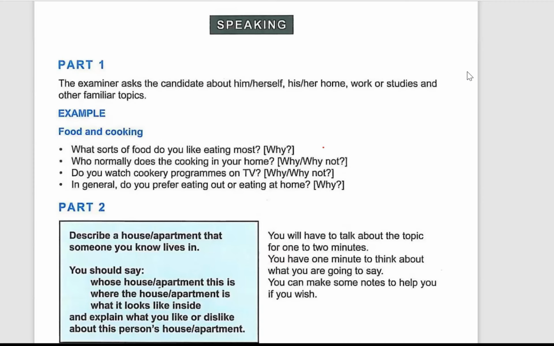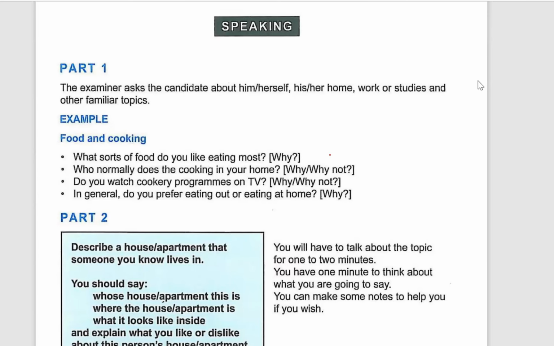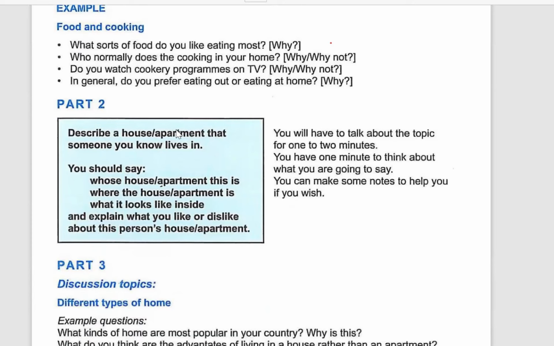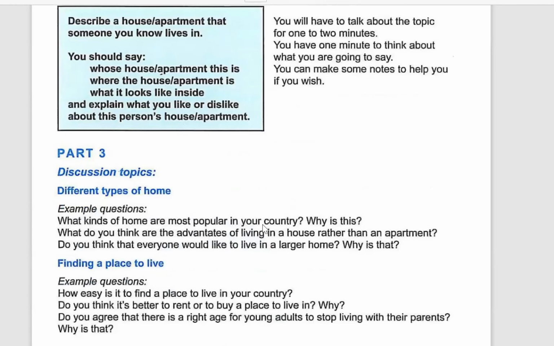Now let me show you the example of the IELTS speaking. Here you can see there is a first part where you will talk about yourself and your personal preferences. In the second part, you will be given a topic like this where you will be speaking continuously for 2 minutes. In the third part, you will be asked some questions about the topic that you have spoken about, or you can be asked some abstract and general questions about country and people.